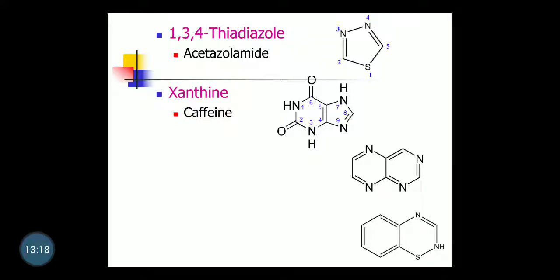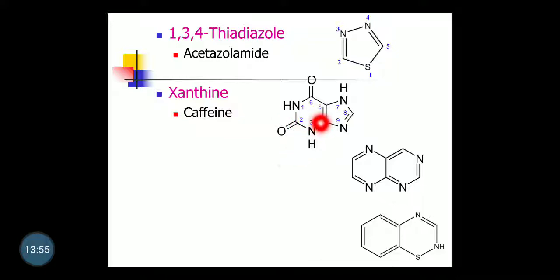Next, xanthine. We had already seen this in the exceptional case. Xanthine is a fused ring structure made up of the fusion of 2 rings. One is pyrimidine, the 6-membered ring having 2 nitrogen at relative positions 1 and 3. The other is a 5-membered ring having 2 nitrogen at relative positions 1 and 3, which is imidazole. So overall this is a fused ring structure made up of pyrimidine and imidazole.